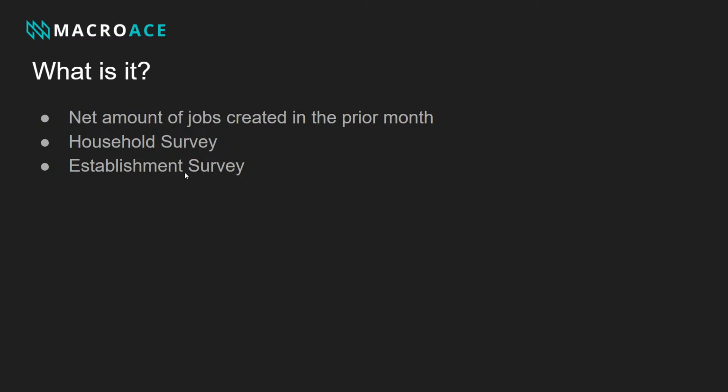The most important one is the establishment survey. That's surveying businesses on how many employees they have on their books, basically how many are part-time, full-time, how many jobs have been lost or added. That's why it's quite important to have a look at. But we only get the net amount of jobs that have been added from that report altogether. But still, that's what non-farm payrolls is, the net amount of jobs being created in the prior month.